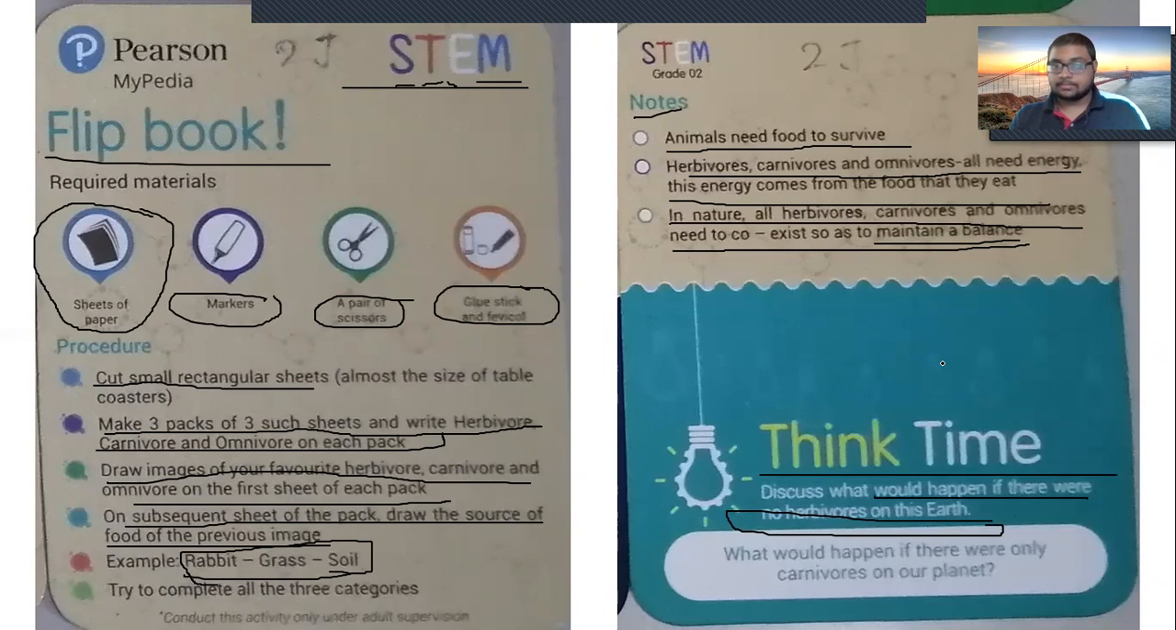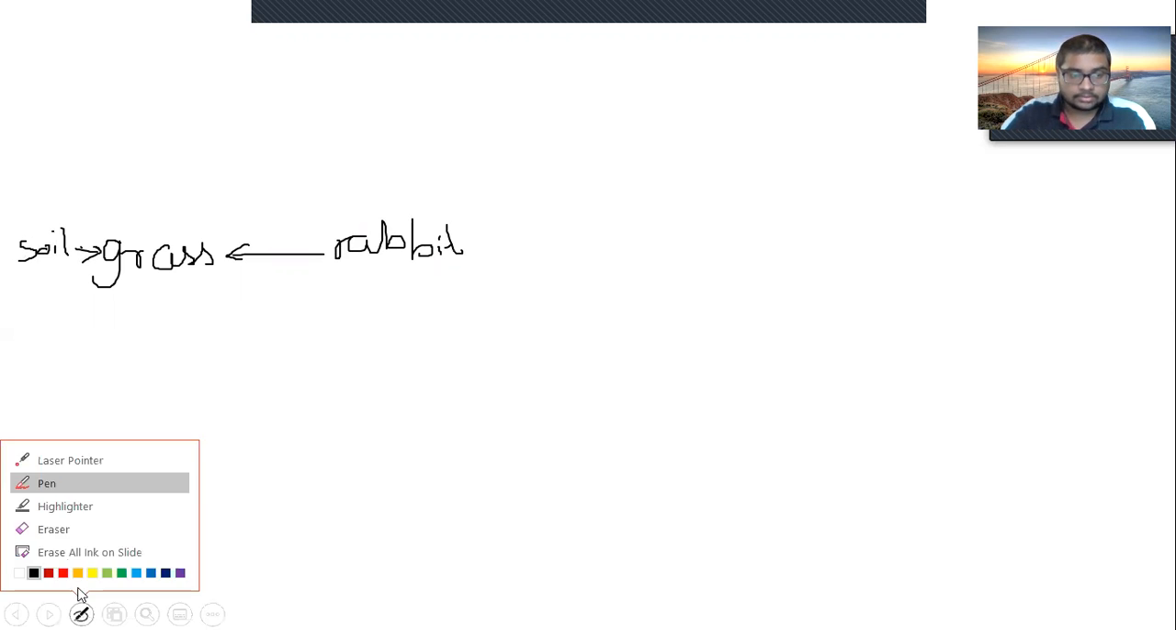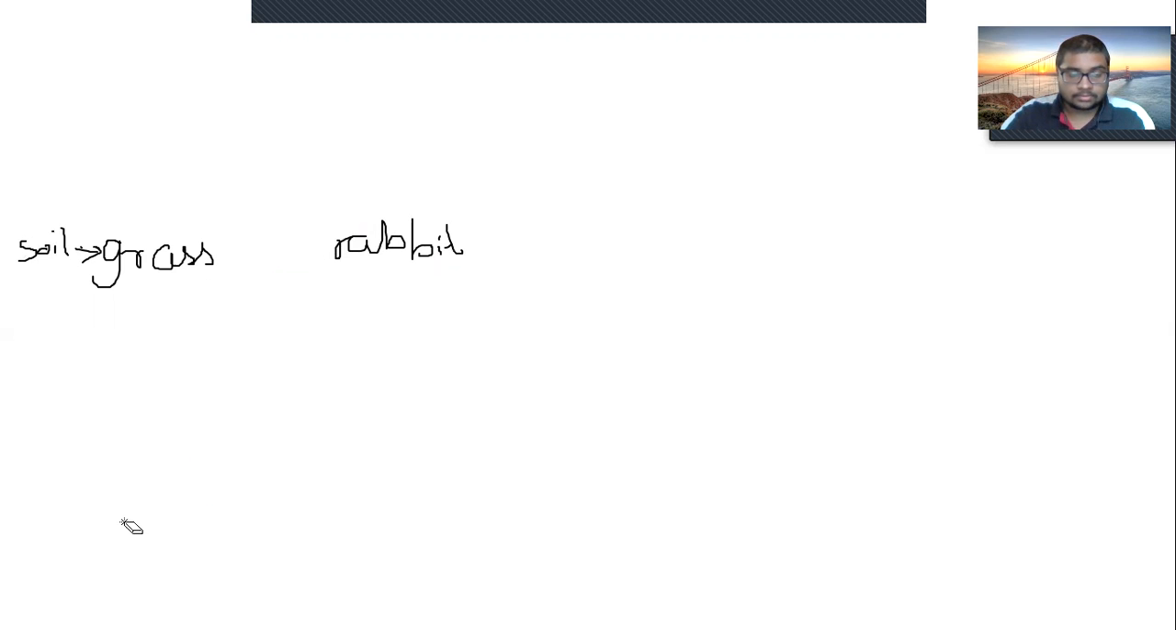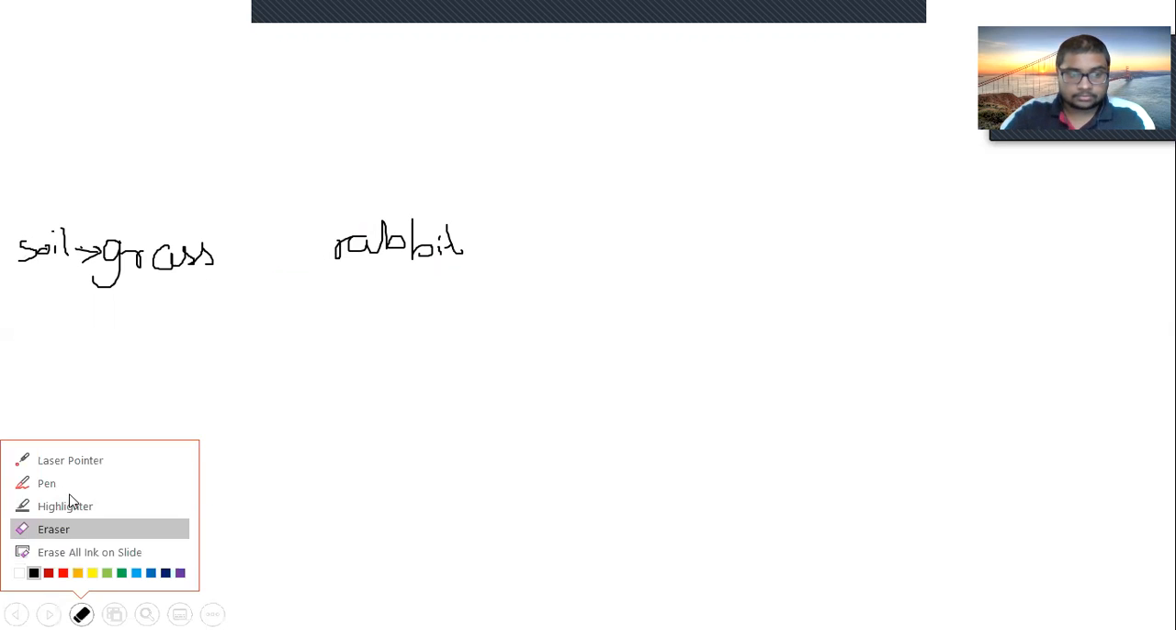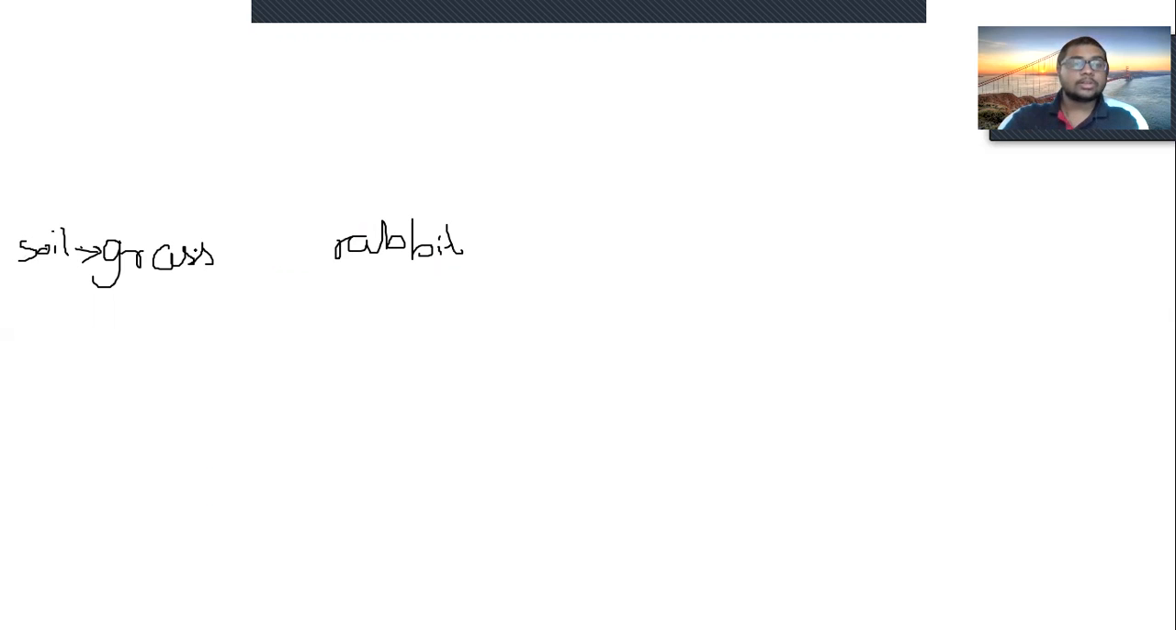This dependency. See, first initially there is grass. Then this grass is eaten by a rabbit. Oh, sorry, initially there is soil. So I'll write soil here. In that soil, grass grows. Just a minute, I'll erase it. So in this soil, grass grows. Now this grass is eaten by a rabbit.